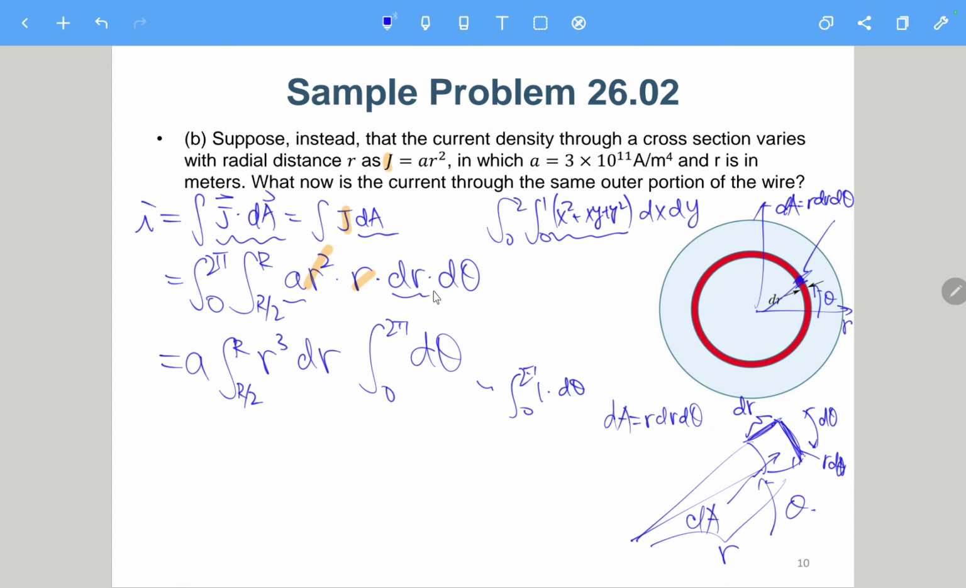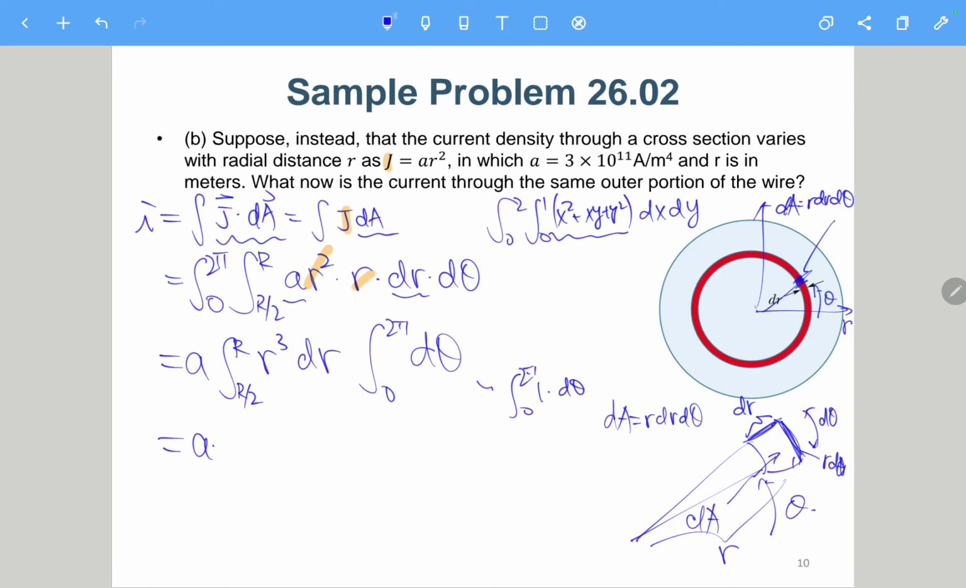So r and theta can be isolated. Then yeah, this is a function of r, this is a function of theta. And of course this function of theta is constant 1. So here the integration is easy.